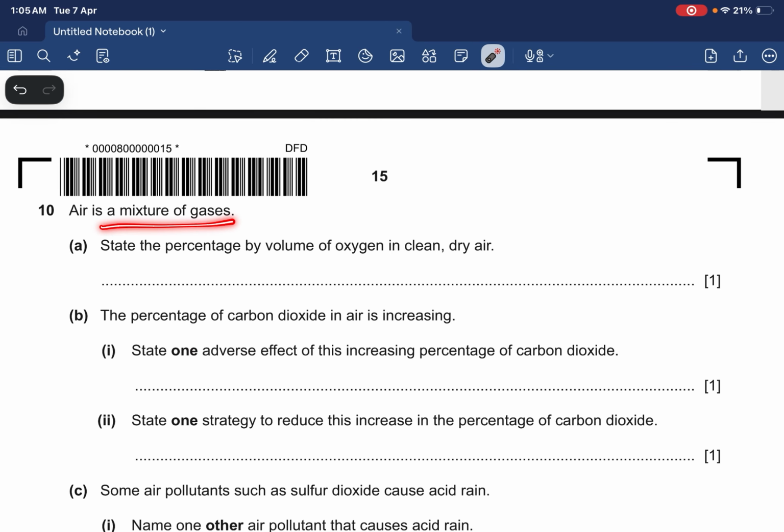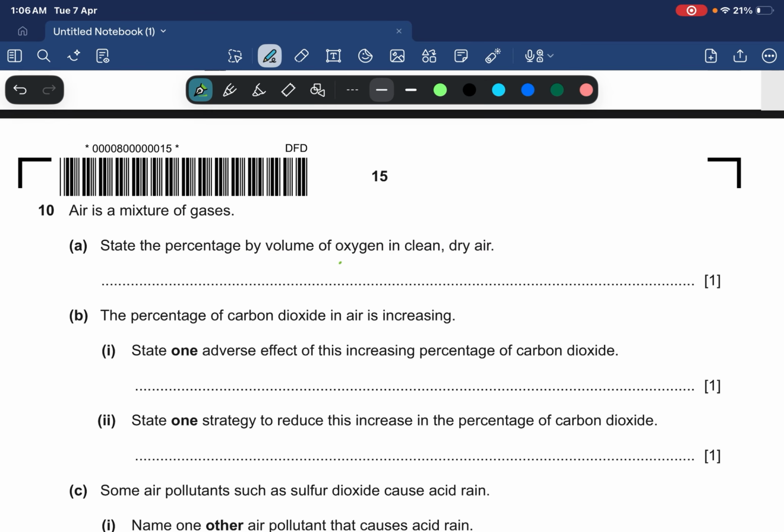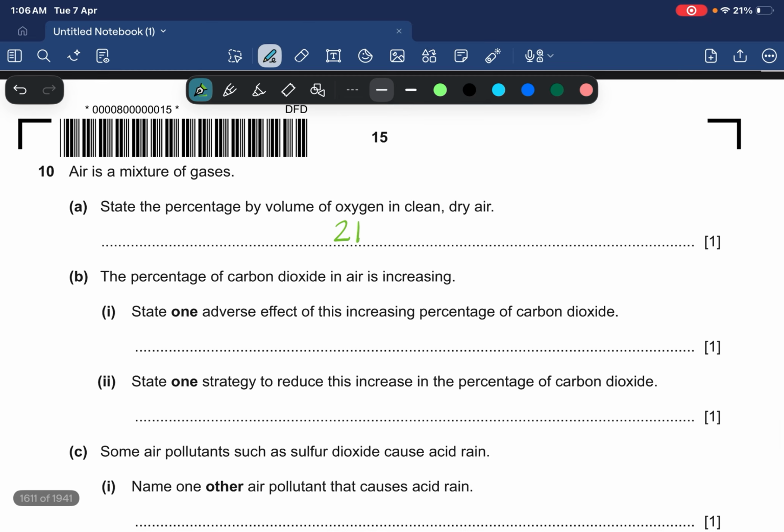Air is a mixture of gases. State the percentage by volume of oxygen in clean dry air. Please learn it for all gases. For oxygen, as far as I know, it's 21%. For nitrogen, it's 78%. For carbon dioxide, it's 0.04%. For argon, it's 0.9% or something. Just learn all of them, please. The percentage of carbon dioxide is increasing. Yeah, we know that's called global warming.